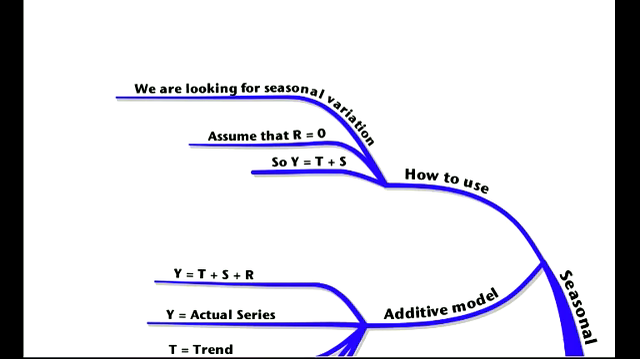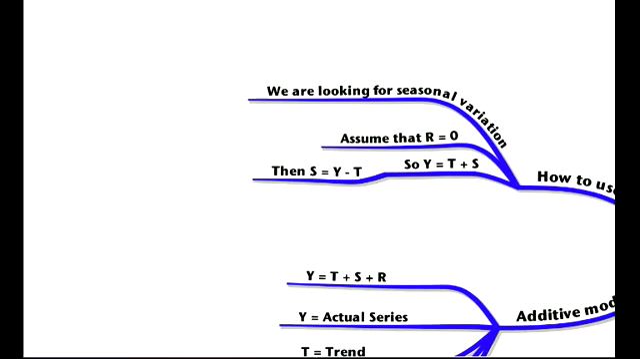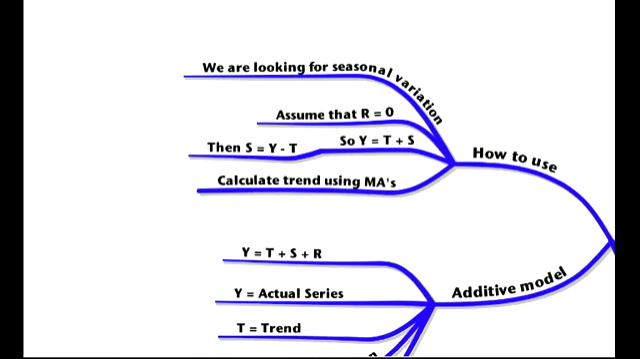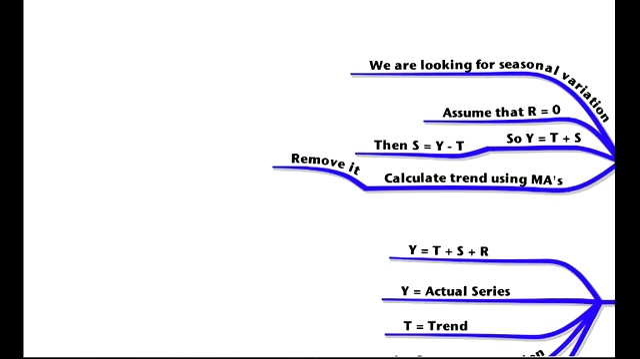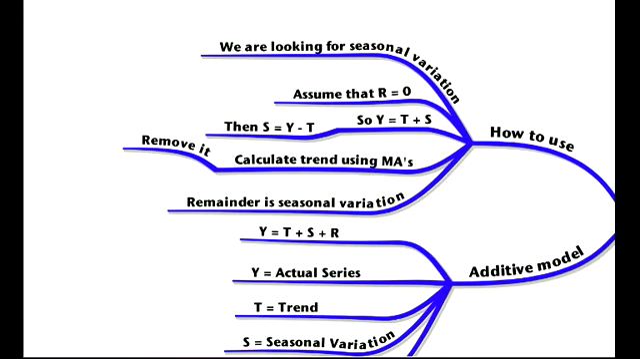So what we're saying is that our sales are made up of our trend, i.e. how much they're going up generally, and S, which is our seasonal variation. So our sales figure will include the trend and the seasonal variation. If we flip that round, we get S equals Y minus T. Our seasonal variation will be our actual figures less the trend figures. So what we're going to do is calculate the trend using our moving averages that we did last time, and then we're going to remove it from our sales figures. And what that will do is leave us with our seasonal variation.